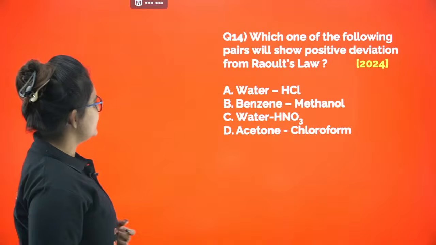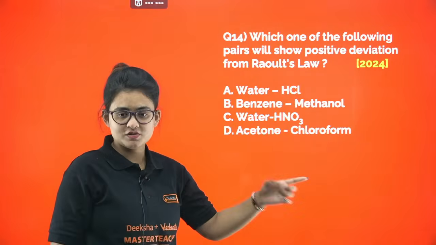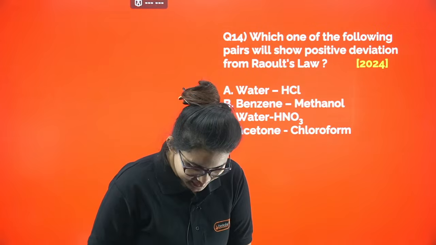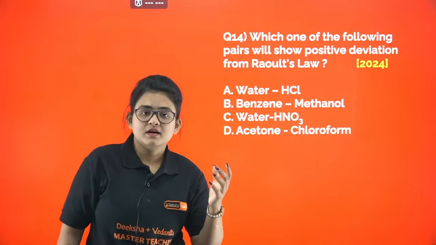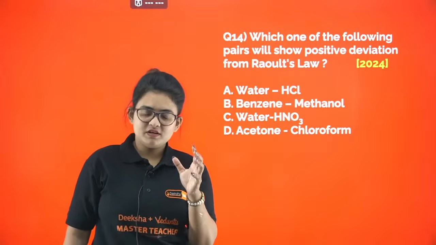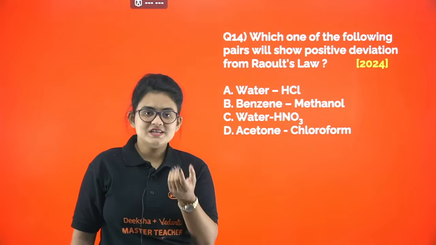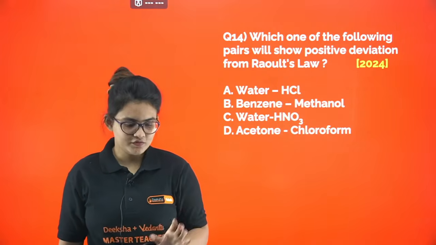Which of the following pairs will show positive deviation from Raoult's law? Again, that type of question, positive deviation. So here, what do you have to find? Sagar, give it a try. You have to check where, after mixing A and B, the interaction is weaker. AB interaction is weaker. That you have to find out.